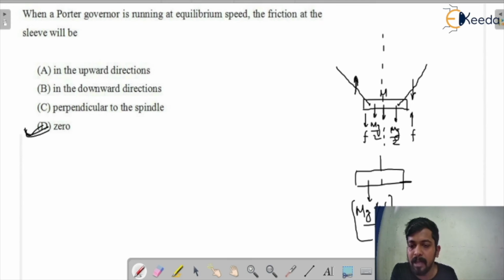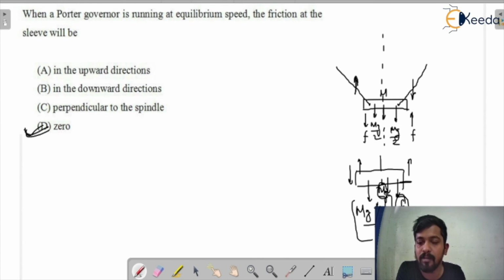When the sleeve is moving in the downward direction, the friction is working in the upward direction, so we consider the minus sign, because mg is in the downward direction and the friction is in the upward direction, so both are in opposite directions. But when the sleeve is moving in the upward direction, there will be friction in the downward direction, and the weight of the sleeve always works in the downward direction, so mg and friction are both in the same direction, so it would be mg plus F. That's how we can decide the plus and minus sign according to the direction of motion of the sleeve.